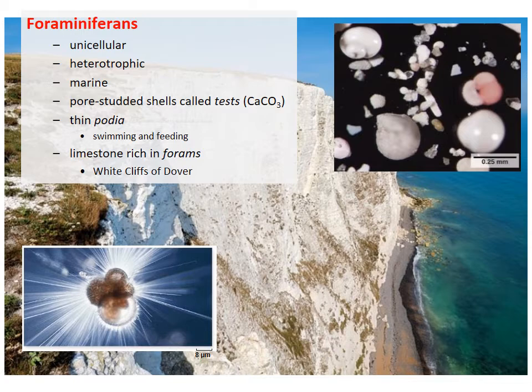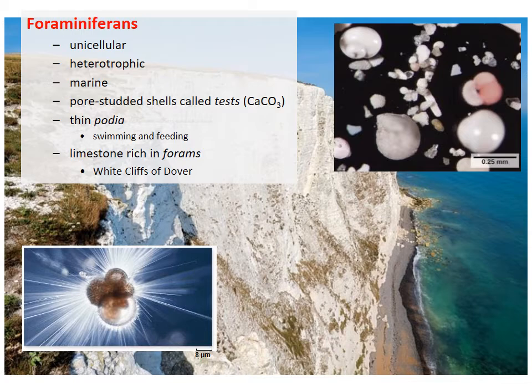These thin podia too, having so many like that, also help in terms of floating. Small little organisms have lots of projections. It's kind of like if you're trying to float in the ocean and you put your arms and your legs out, you get a little more surface area that way. Unicellular heterotrophic, so these are not part of that photosynthetic group of floating things, of plankton. Marine, I don't think there are freshwater foraminiferans.